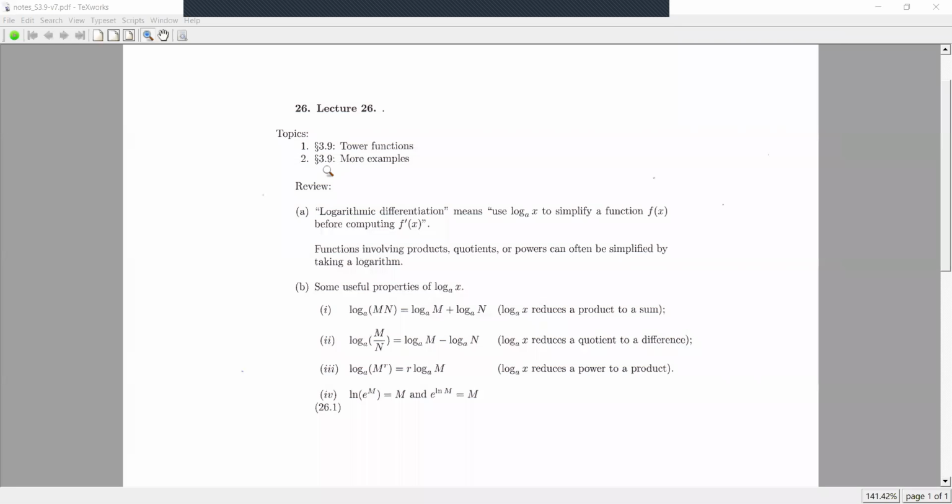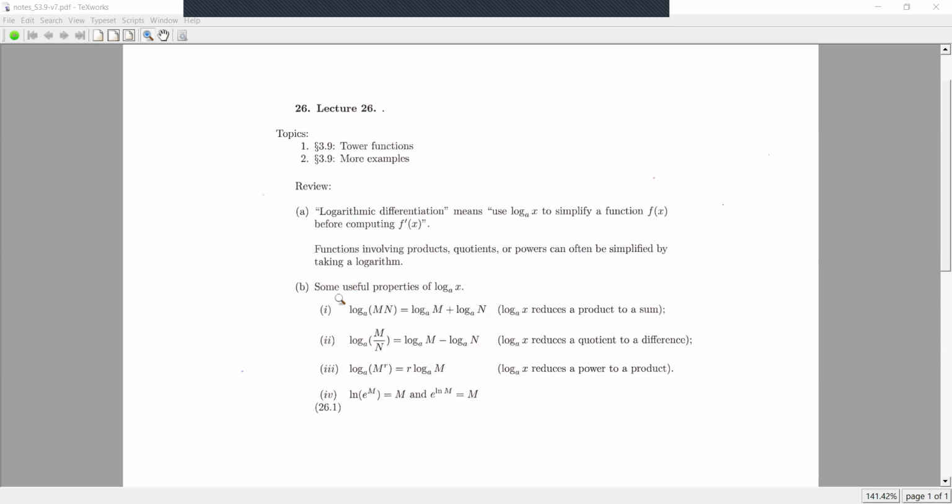Section 3.9, again, two topics: tower functions and more examples. Let's review what we learned in the last class. A, logarithmic differentiation means using log to simplify a function before computing its derivative. Functions involving products, quotients, or powers can often be simplified by taking a logarithm.